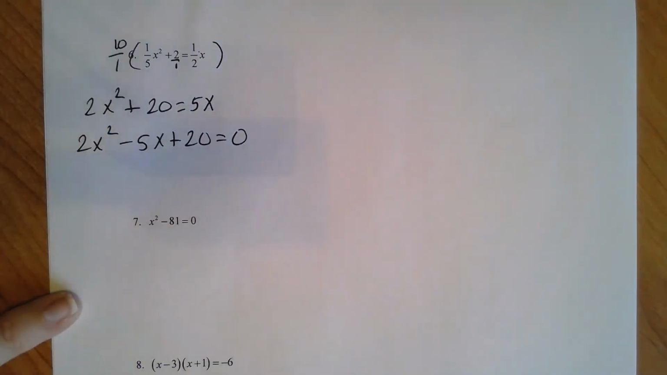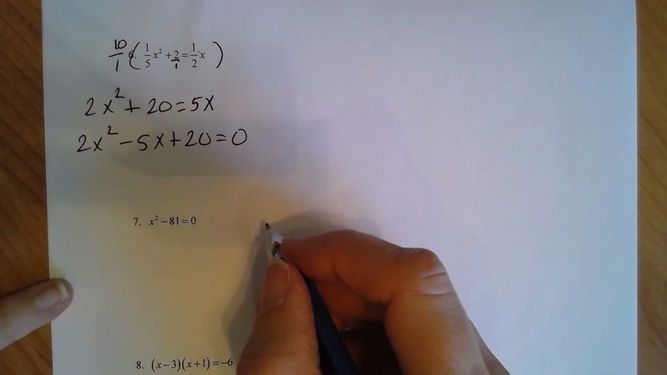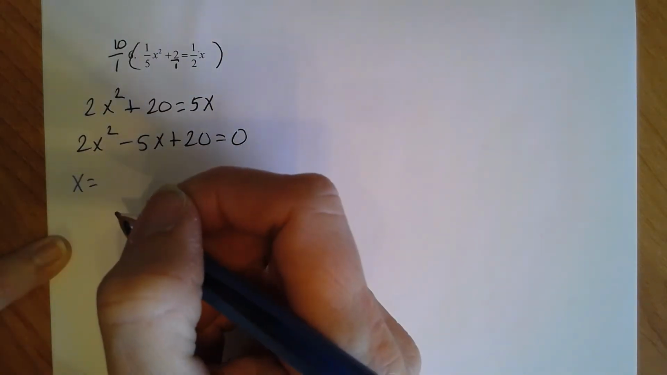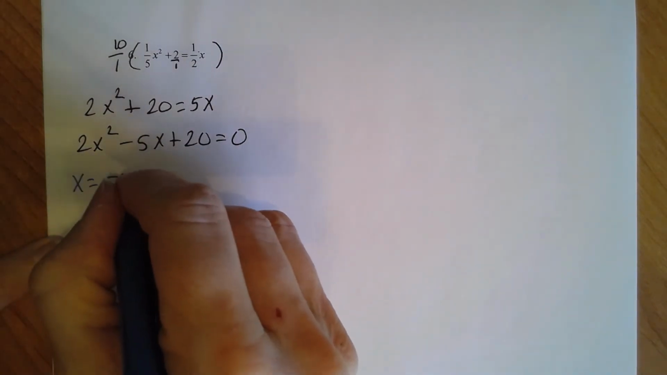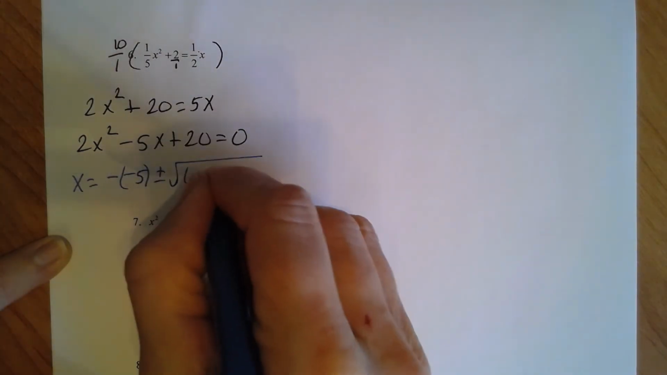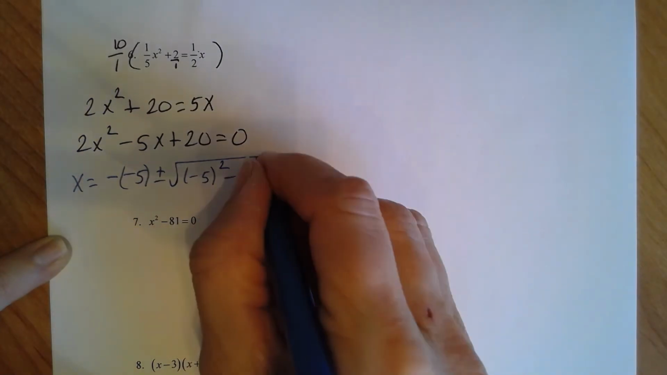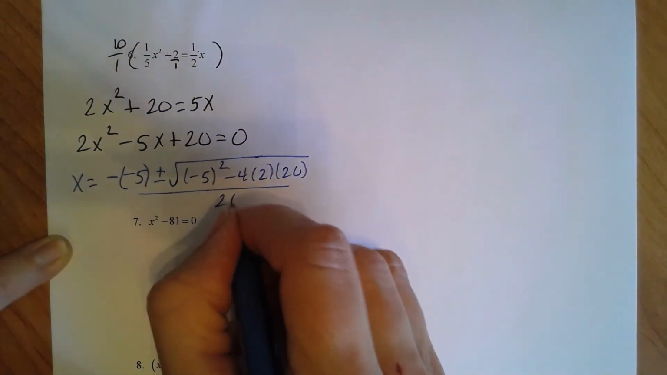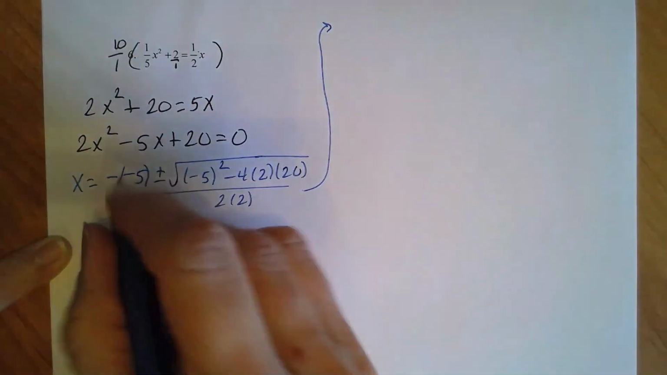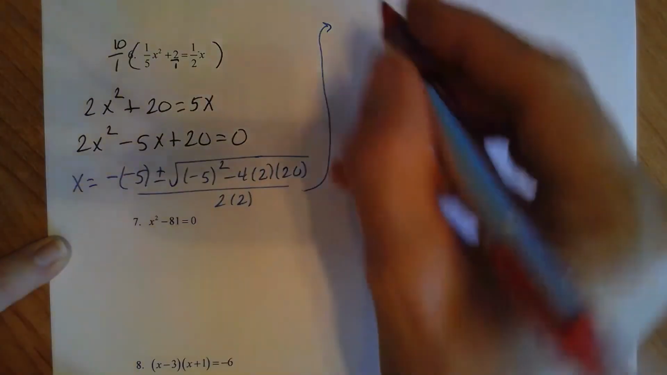Again, you could try and factor, but it might not be factorable to begin with. So let's go ahead and jump to the quadratic formula. I'm going to let you write the quadratic formula, but I'm going to jump into the answers. So x equals negative negative 5 plus or minus the square root of negative 5 squared minus 4 times 2 times 20 all over 2 times a, and a is 2. You don't have to show the two negatives, but I want to show that we're plugging in a negative 5 and the formula had a negative.